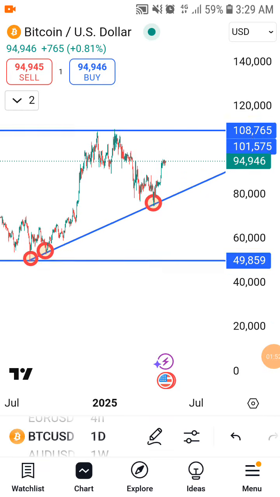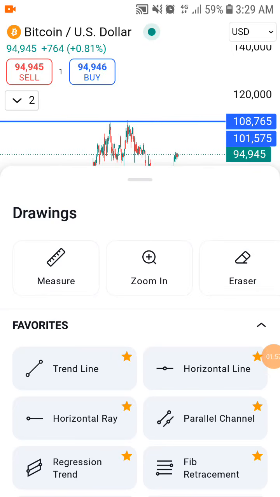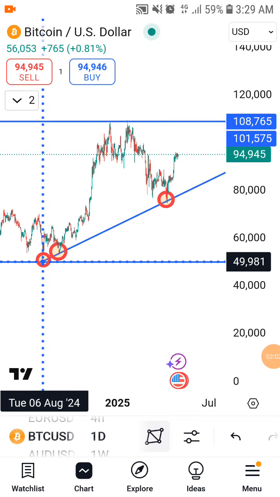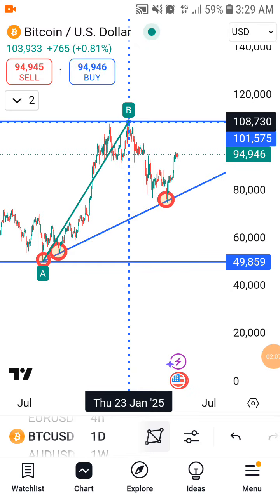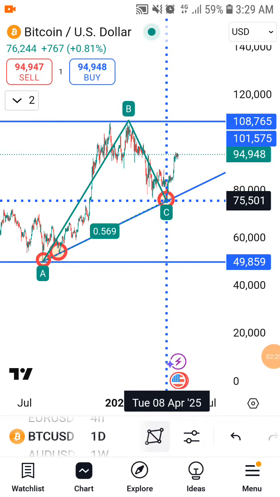Now, understanding this trend line, let's use our ABCD pattern for further simplification. We take our A from the bottom line and then our B point to the top of the market. Then we see that our point C comes to this point. Now what you need to understand again is AB equals CD.